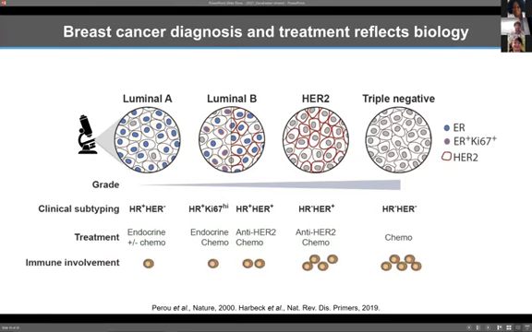Now, breast cancer historically was not considered to be a tumor having a high immune involvement, especially the luminal tumors are said, although now we and others showed it's not the case, that there's very little immune involvement. That is different in the HER2 and especially the triple negative tumors. And indeed, recently, the first immune checkpoint inhibitor therapy was approved for triple negative breast cancer.